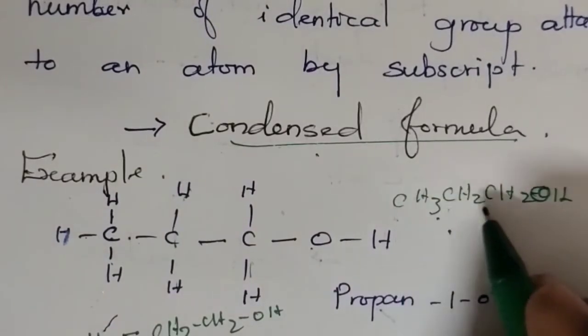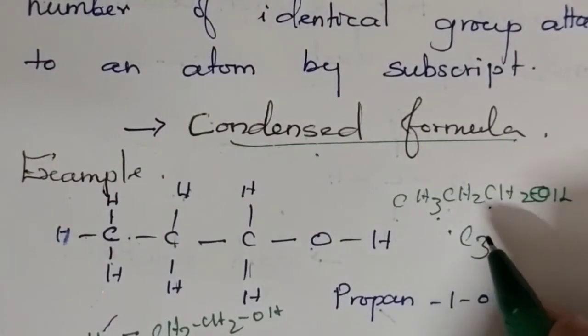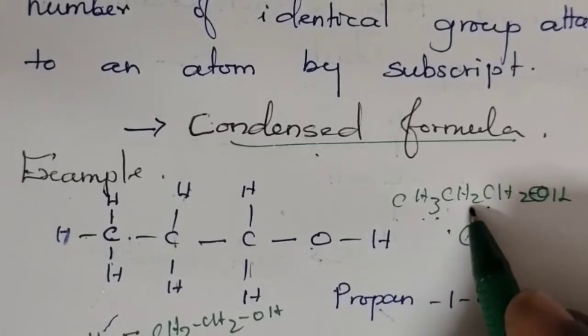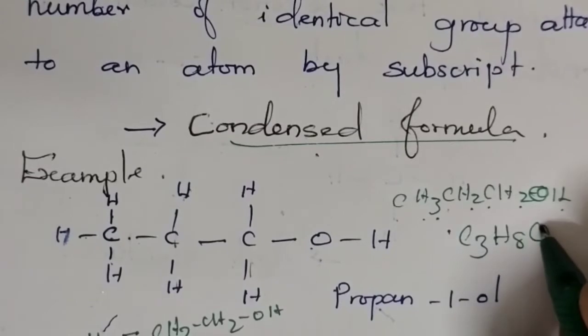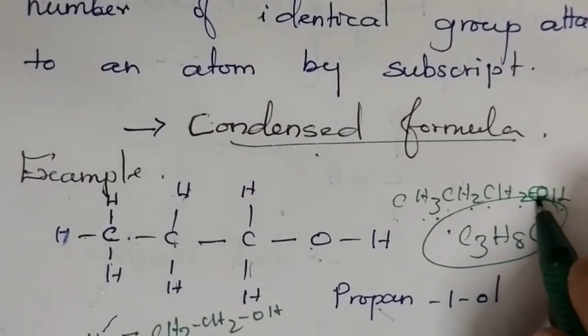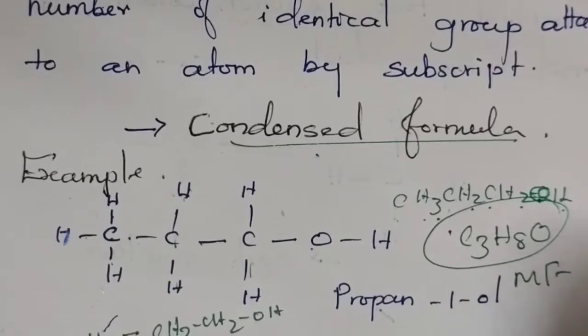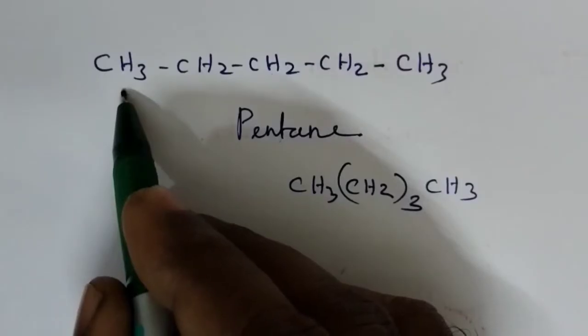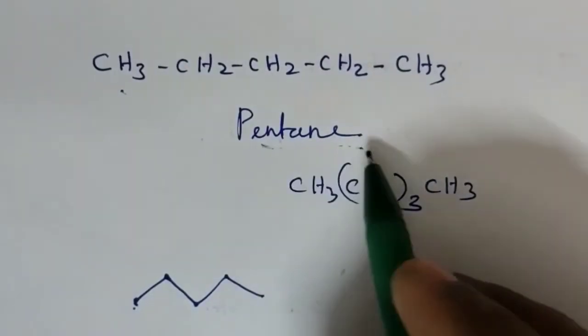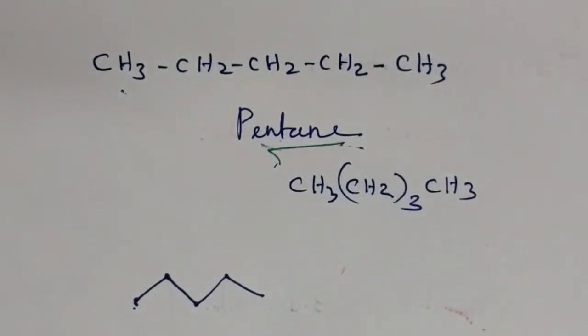That means here 1, 2, 3 carbon atoms, so C3. Hydrogen: 3 plus 2 is 5, 5 plus 2 is 7, 7 plus 1 is 8, H8. This type of representation is called molecular formula. This is called molecular formula. This is the condensed formula of pentane.